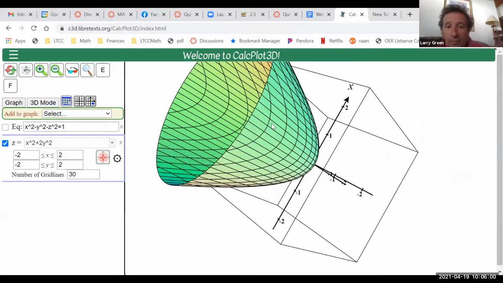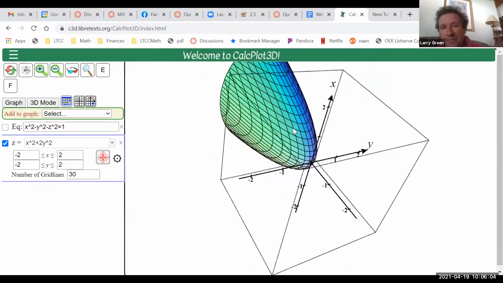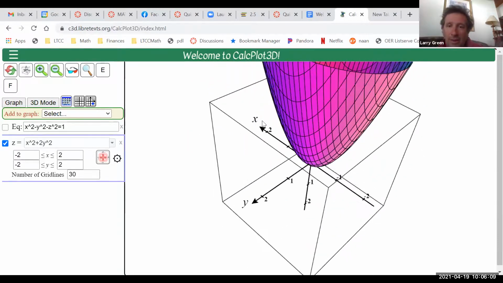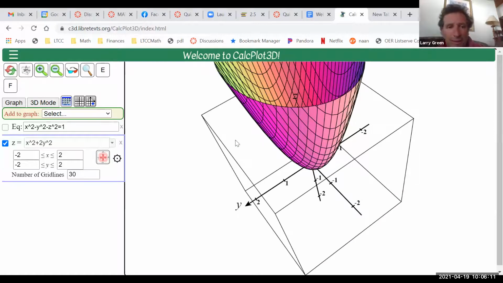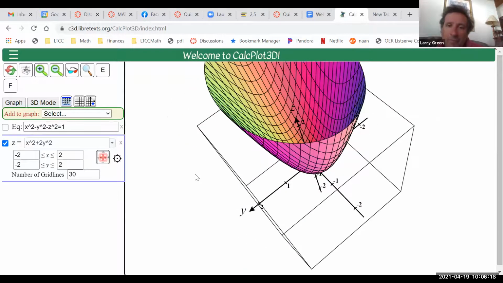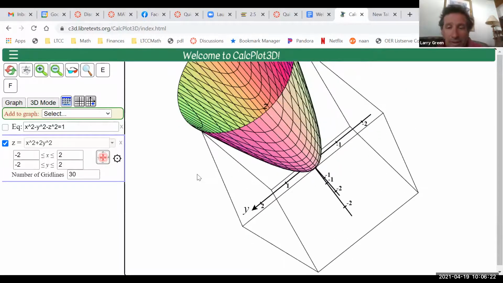And take a look. What does it kind of look like in the real world? Yeah, kind of like a ball. Kind of like a bowl. Okay. And so bowls are basically paraboloids. They're not perfect, but close enough.